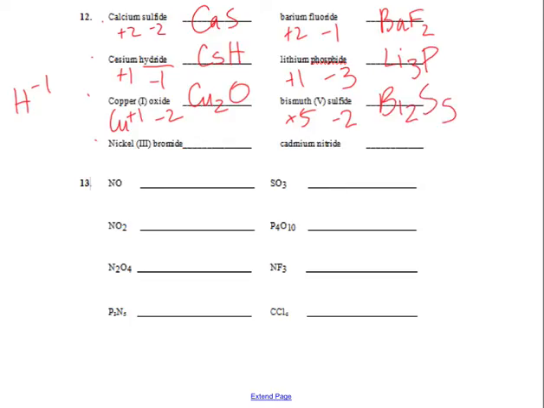Nickel 3 bromide. They're telling you nickel is a +3. Bromide's a -1, right? It's a halogen. So what's the formula? NiBr3. Cadmium. They don't have a Roman numeral there, so they're telling you, hey, that only has 1 charge. So what is cadmium's 1 charge? +2, and this is a -3, so what is it?